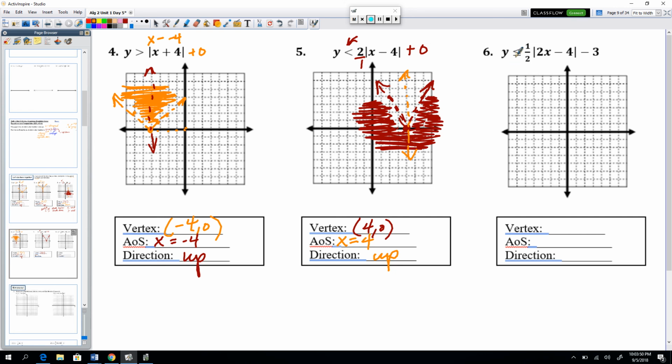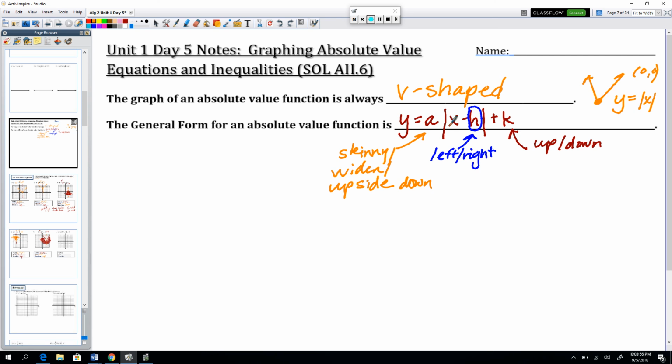Alright, y is less than or equal to this old thing. Now, please recall our general format for this is a times the absolute value of x minus h, plus k. Notice there's nothing in front of this x. If you are going to use this form to graph your absolute values, there may not be anything here if you want to pull the h and k for your vertex. Okay? Vertex form.